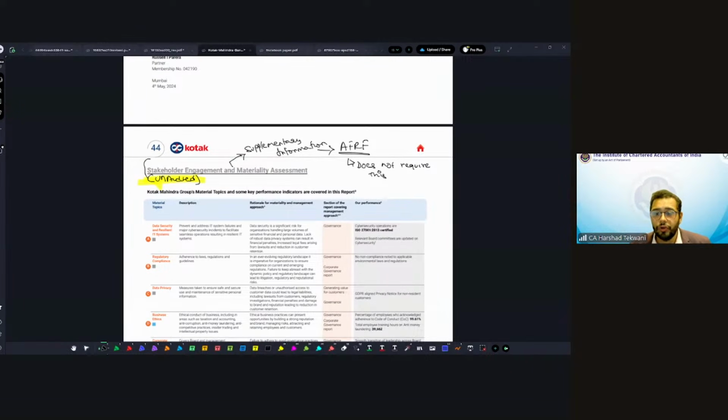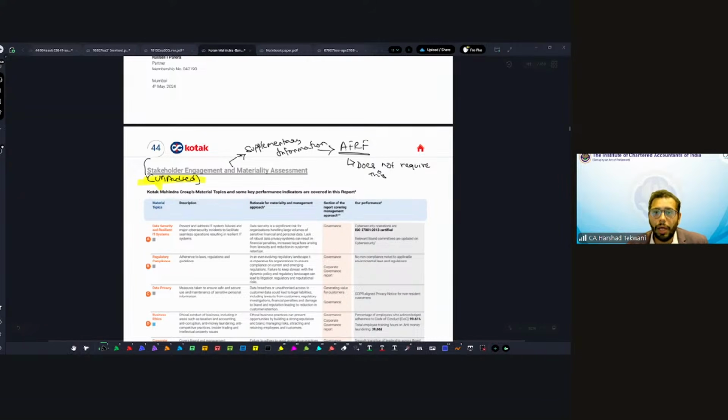If management refuses to do so, you as an auditor specify that this information is not audited and you have not issued any opinion in your audit report, so that the reader can understand this is not part of the financial statement, this is not audited, and the auditor's opinion is not on this particular information. Clear? Any doubt? Any doubt on this? Clear, sir. Okay.